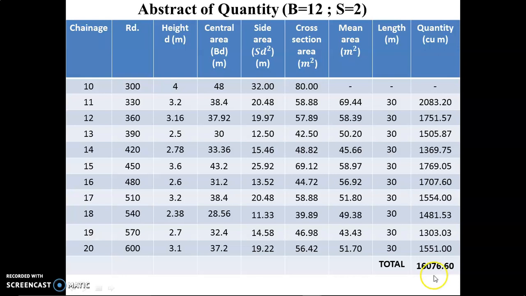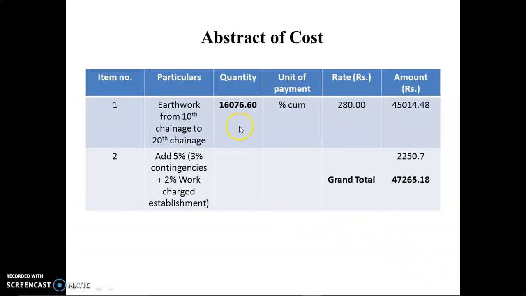Now we have to find the cost for that. For that we have been given a rate of 280 per 100 cubic meters. So we divide 280 by 100 and get 2.80 per cubic meter. Multiplying 2.80 with this quantity, we get 45,014.48 as the amount. But in this we have to add contingency and work establishment charges of 5%. So we take 5% of this value, and we get 2250.7 as the answer.